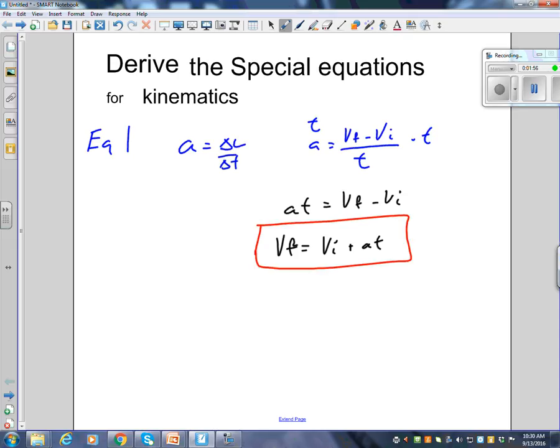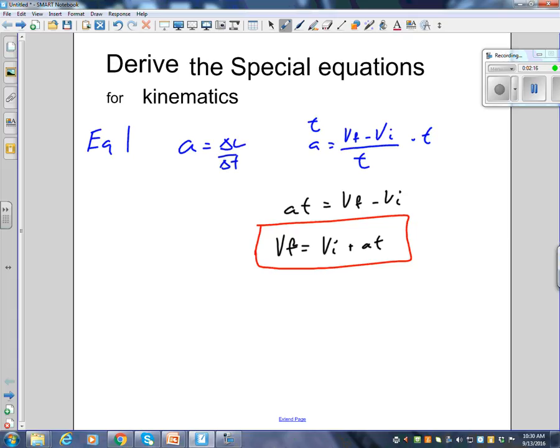The final velocity is the initial velocity plus the acceleration multiplied by the time. And it makes sense if you think about it. The final velocity is whatever you started with, plus the at is how much it changed: how much it's accelerated by, multiplied by how much time it's accelerated. It makes sense if you stop and think about it.